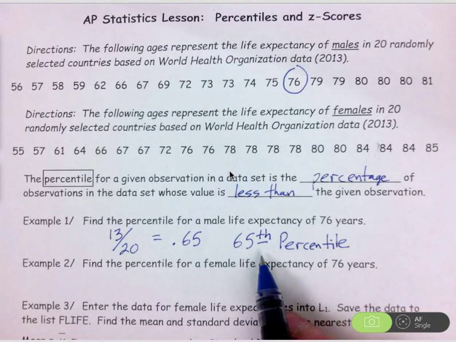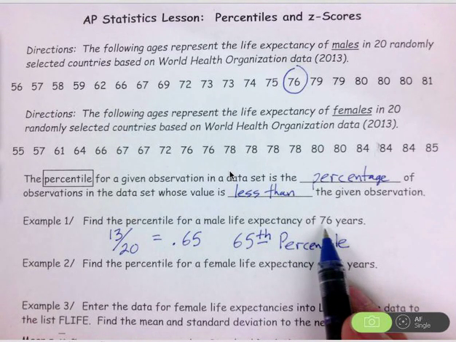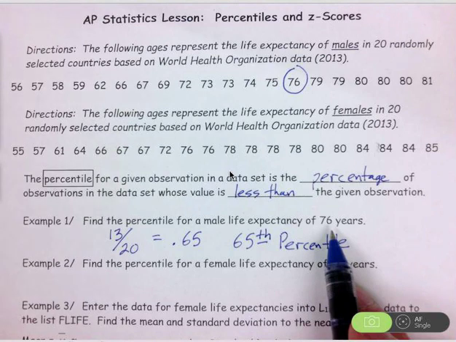So a man in the 65th percentile, what that says is that 65% of men will have life expectancies that are less than 76 years. That's all that it means.